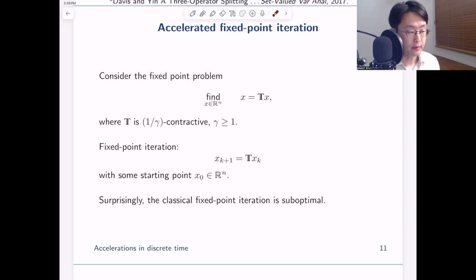Given a fixed point problem, the most classical algorithm for finding a fixed point, which goes back to Banach and Picard, is the classical fixed point iteration. So what you do is you have a starting point x0, and then you just repeatedly apply the operator T, and we hope that the iteration converges to a fixed point. The fixed point iteration is used very commonly in a wide range of scientific and engineering problems, and it's been known for a very long time. It's considered the standard algorithm for solving the fixed point problem. Surprisingly, however, this classical fixed point iteration is suboptimal, and it can be accelerated.